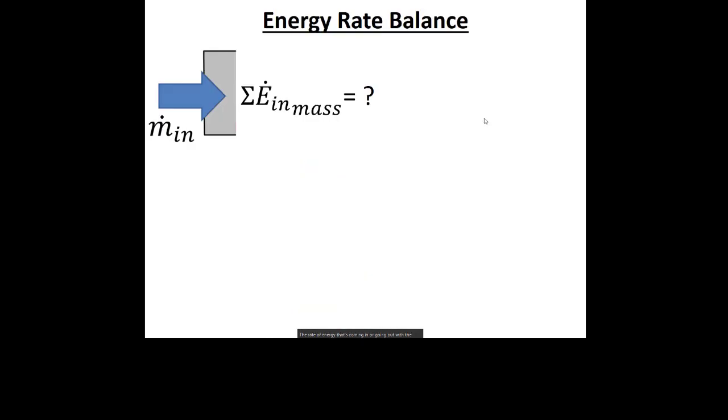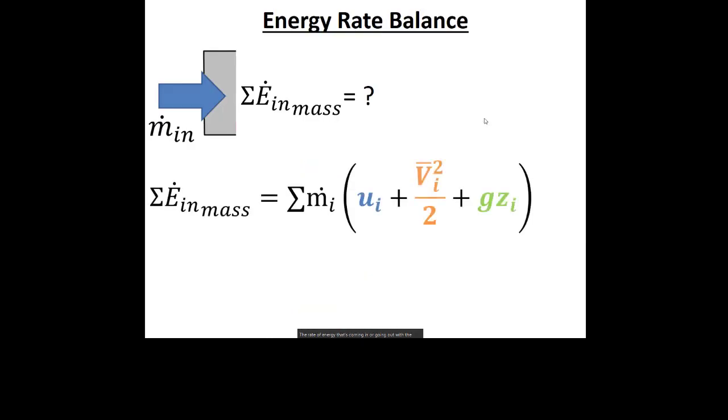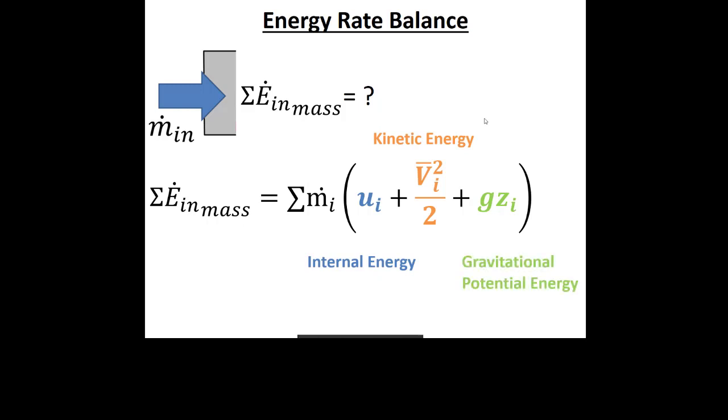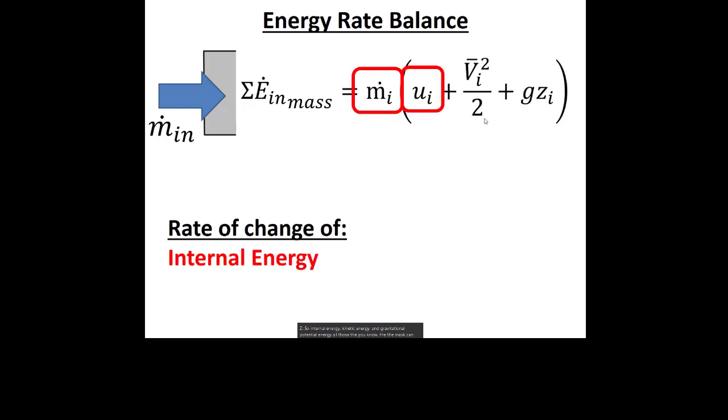Just like in our closed first law, we know that this energy can take different forms. So it can be internal energy, which we've spent a lot of time talking about now. It can be kinetic energy, per unit mass, so that's just V squared over 2. Or it can be gravitational potential energy, which is g times z. So internal energy, kinetic energy, and gravitational potential energy. The mass can be carrying all those types of energy with it.